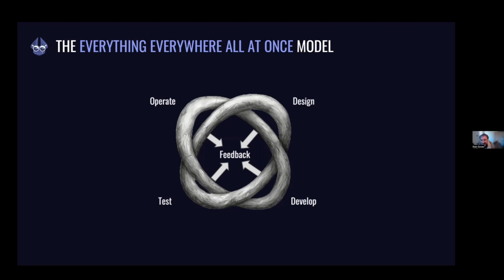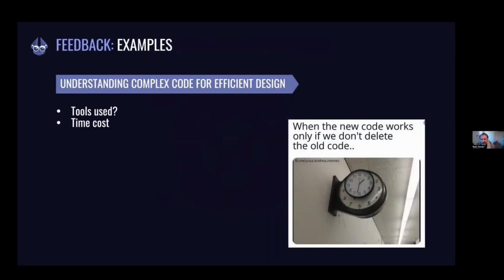So I'm just going to give a few example use cases. There are numerous different examples. And then we can look at the code and see how we can actually discern and find out that type of feedback today. So the first example is, how do we actually understand complex code for efficient design?